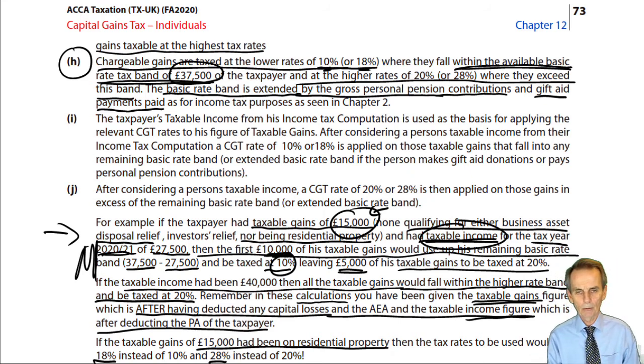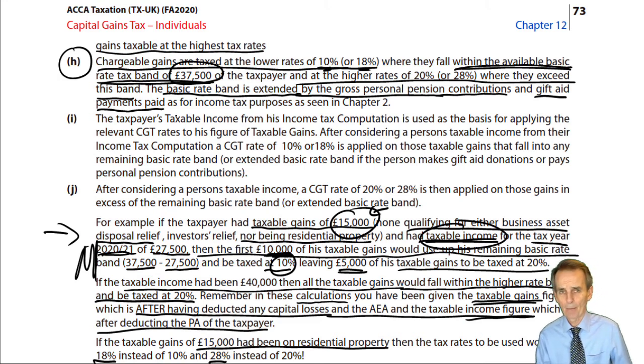So if, for example, you had gross personal pension contributions paid during the tax year of £2,500, you would add that gross figure to your normal basic rate band limit, the £37,500. £2,500 on top of £37,500 is £40,000. So you'd have up to £40,000 as your basic rate band limit rather than £37,500.